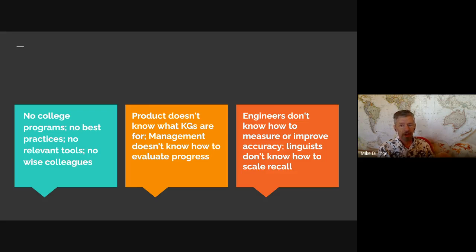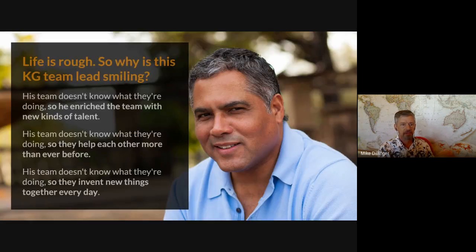Most of my engineering colleagues don't know how to even think about accuracy or data quality. And the linguists and taxonomists I work with don't have any idea about how to scale up their processes. So patience, shared understanding, and everybody educating everyone else are really essential in our use case.